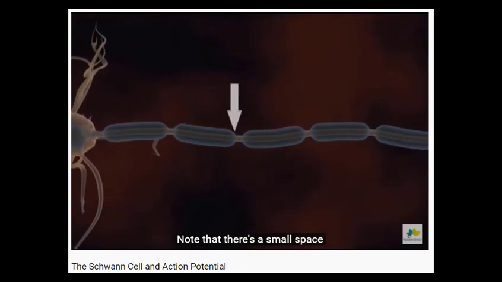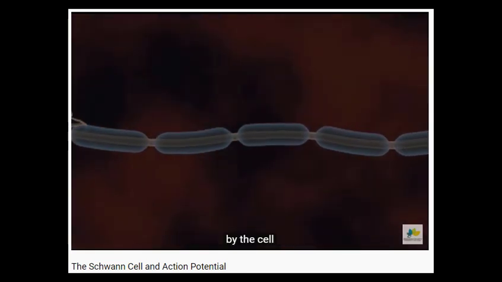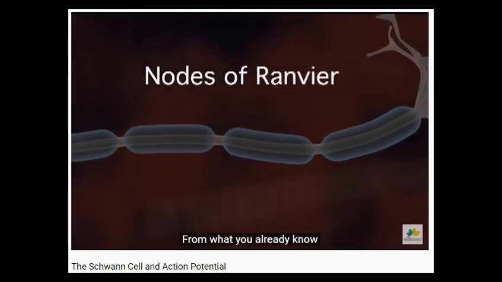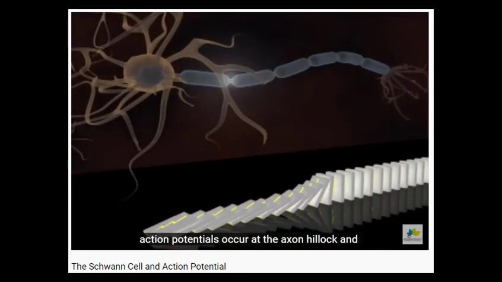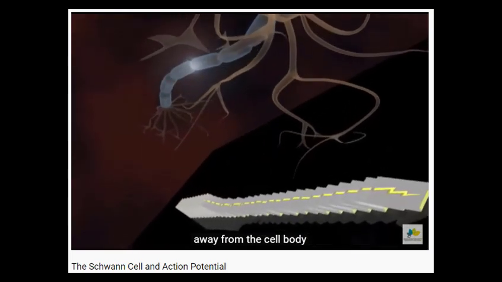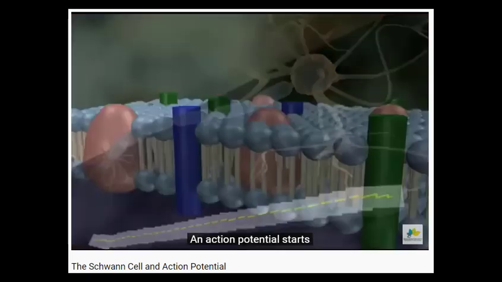Note that there is a small space between the Schwann cells where the axon is not covered by the neuroglial cell. These spaces are called nodes of Ranvier. From what you already know, action potentials occur at the axon hillock and continue to be repeated away from the cell body, much like dominoes falling one after another.